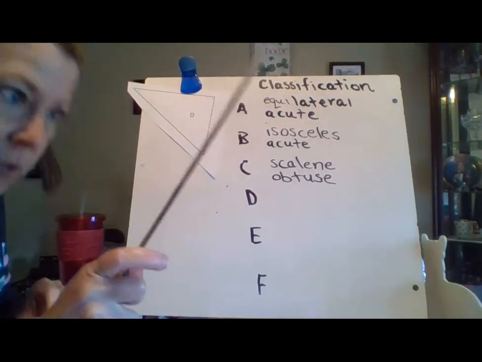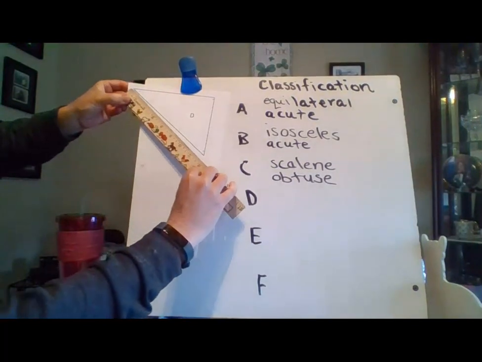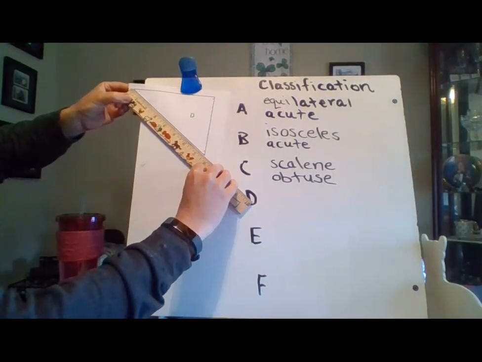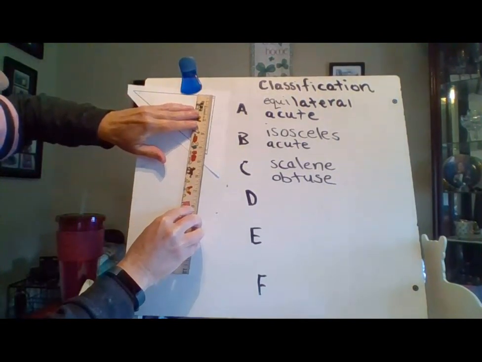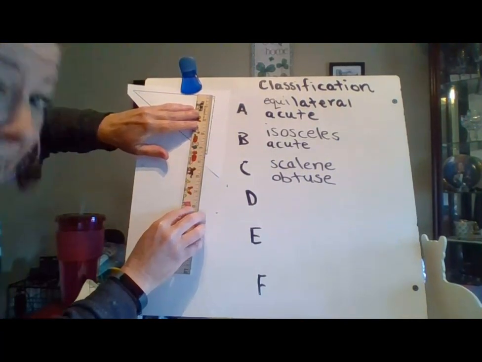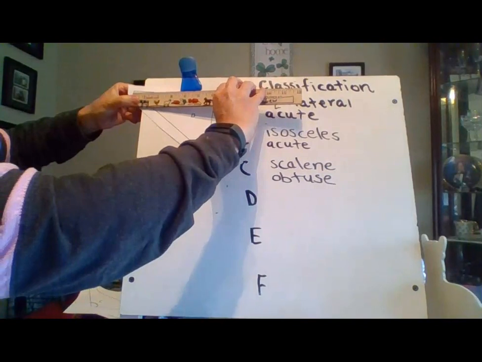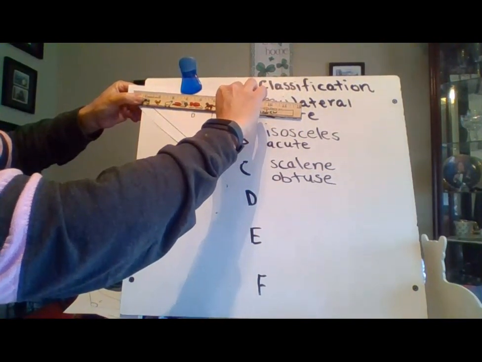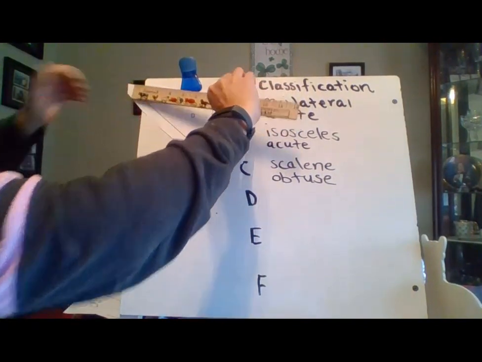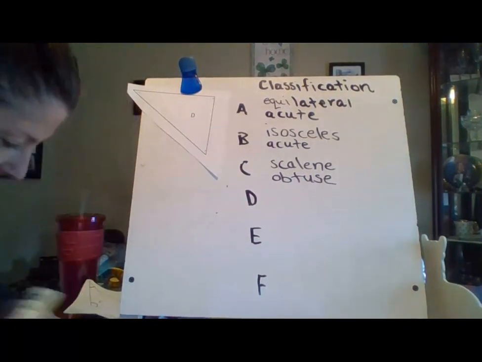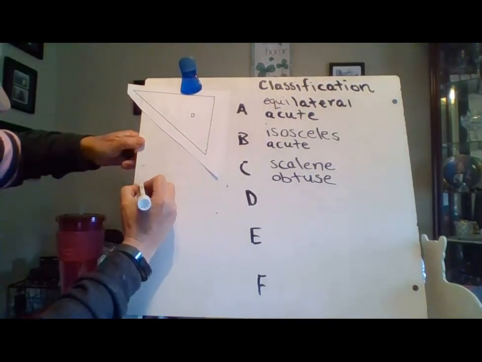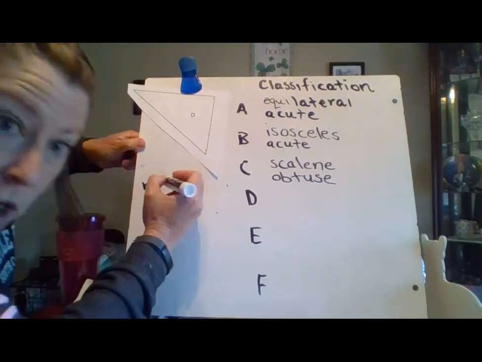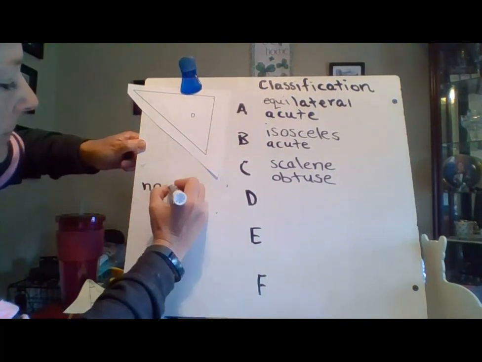Get my ruler again. 7.5, almost 4.5, and 5 3/4. So 3 different sides. No equal sides for letter D.